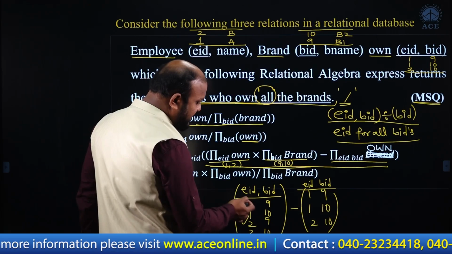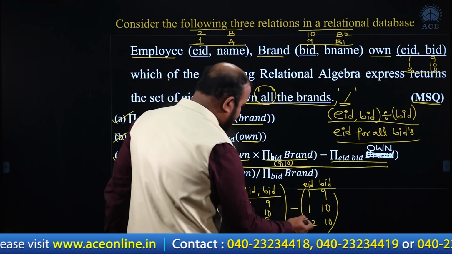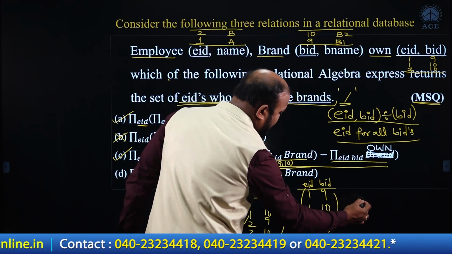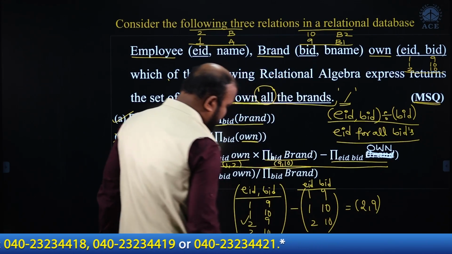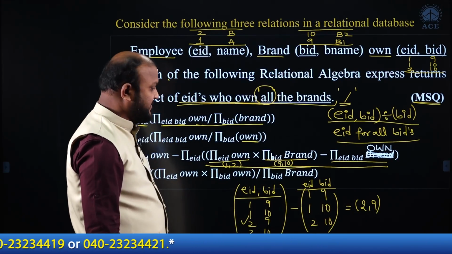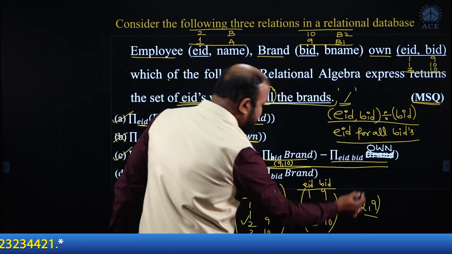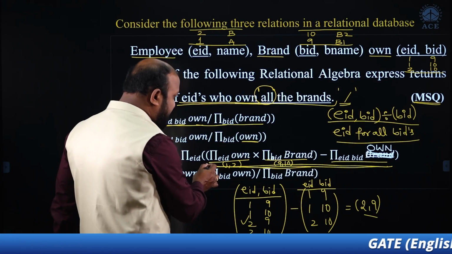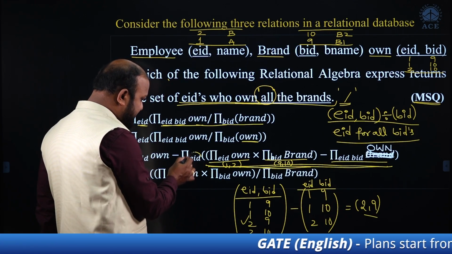So 2 9 is there in the first but not in the second. So the output of this query should be 2 9, and 2 10 is there in both of them. This is the output of this entire expression. From this entire expression, what is it selecting?